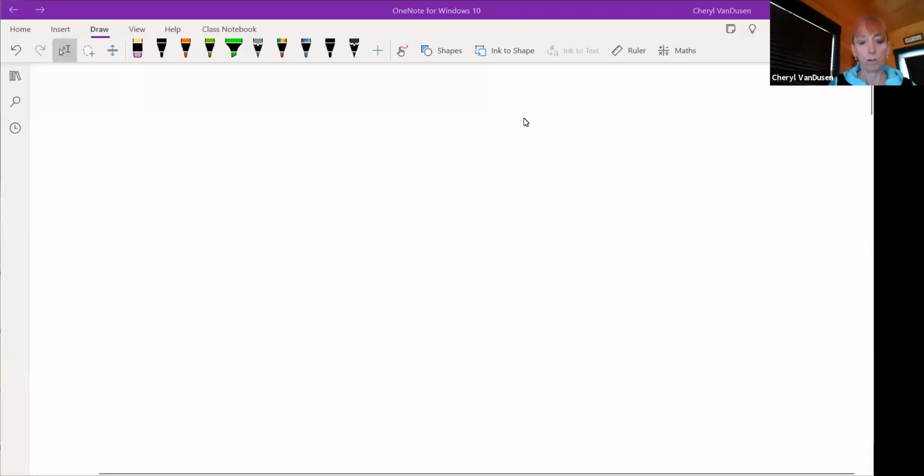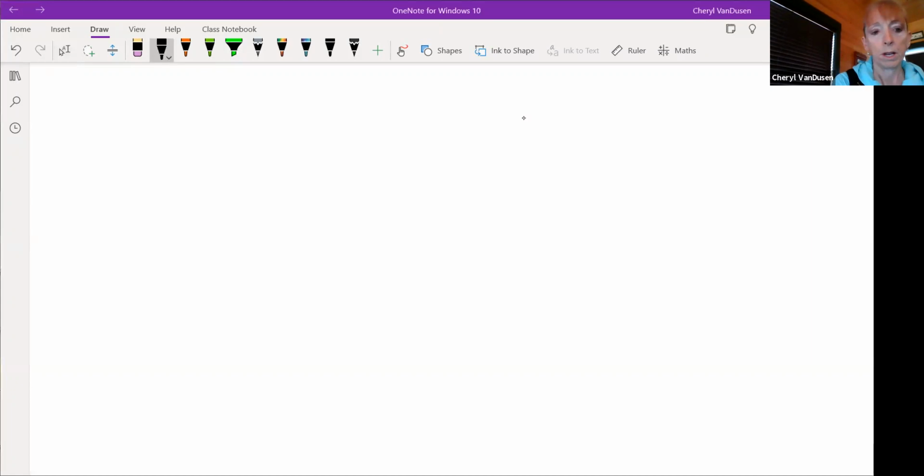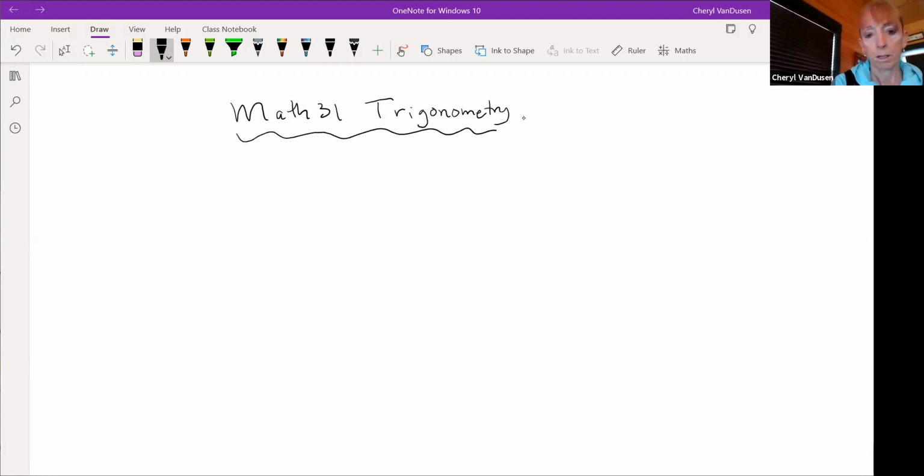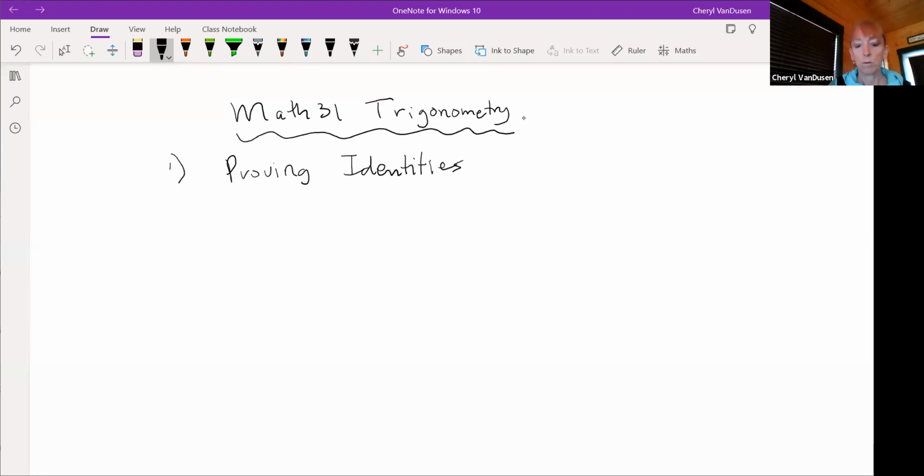This session is going to address the Math 31, the trigonometry section. The first comment I have has to do with proving identities. Now this is a repeat, shall we say, from Math 30-1. And again, depending on your teacher and how particular they were, you may know all of this and you may not know all of this.